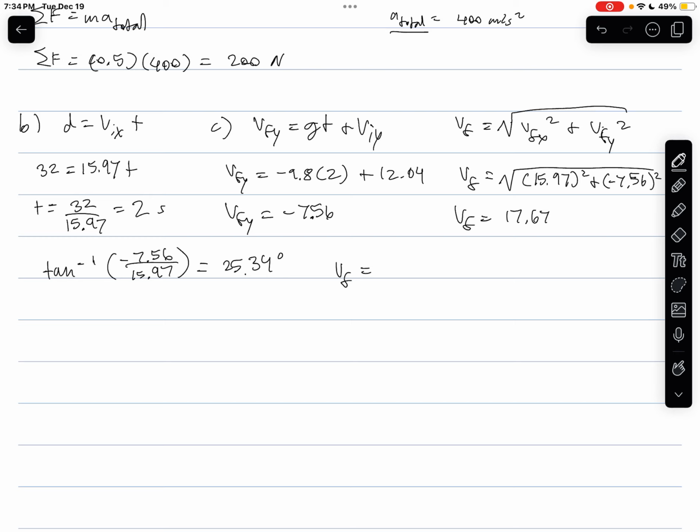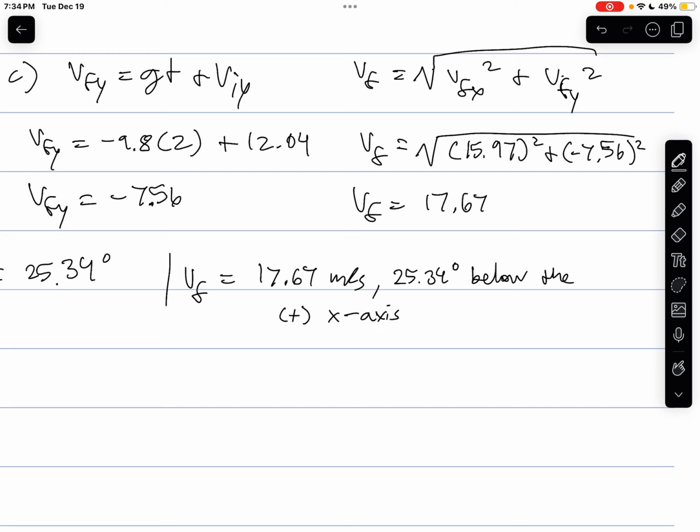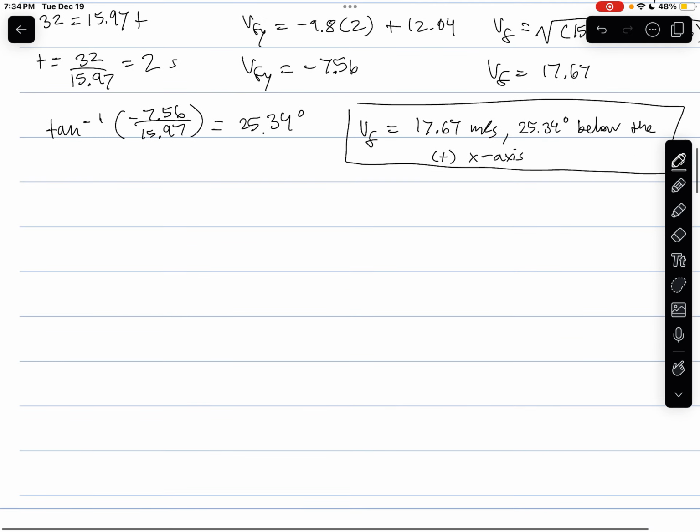Now my full answer: VF, the instantaneous velocity of the ball after it's traveled 32 meters down, which takes 2 seconds, is going to be 17.67 meters per second. And then the angle is going to be 25.34 degrees below the positive x-axis. That is my full answer.